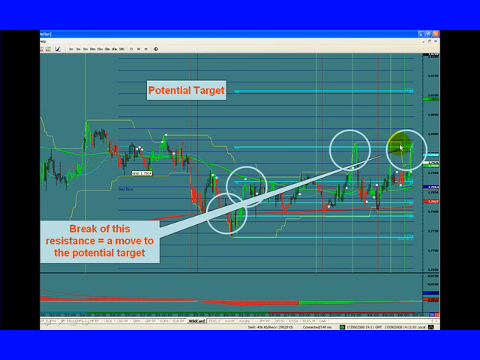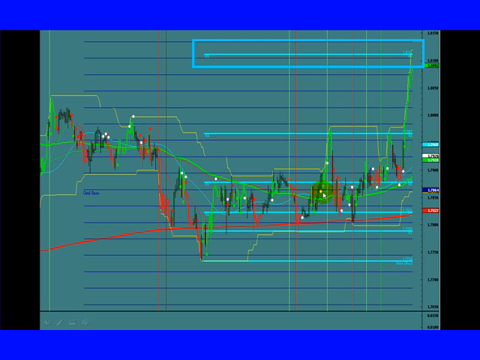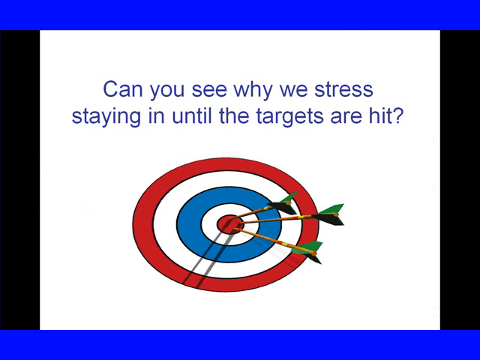All right. Now we can simply add up the T30s. There's 1, 2, 3, 4, 5. So there's 150 pips roughly sitting in here waiting to be had. If we break this top, that's our next target. There it is. So what happened? Boom. As you can see, when it broke, it went right to it. Okay. So you can see why we stress staying in until the targets are hit.